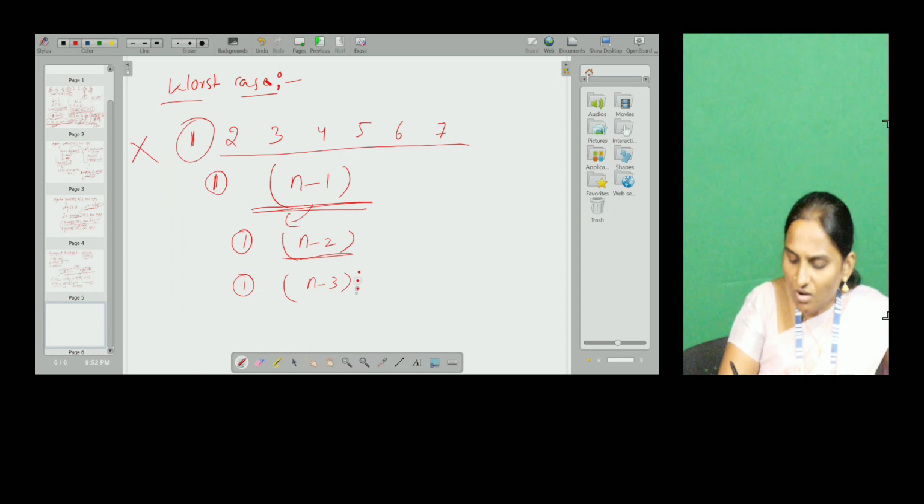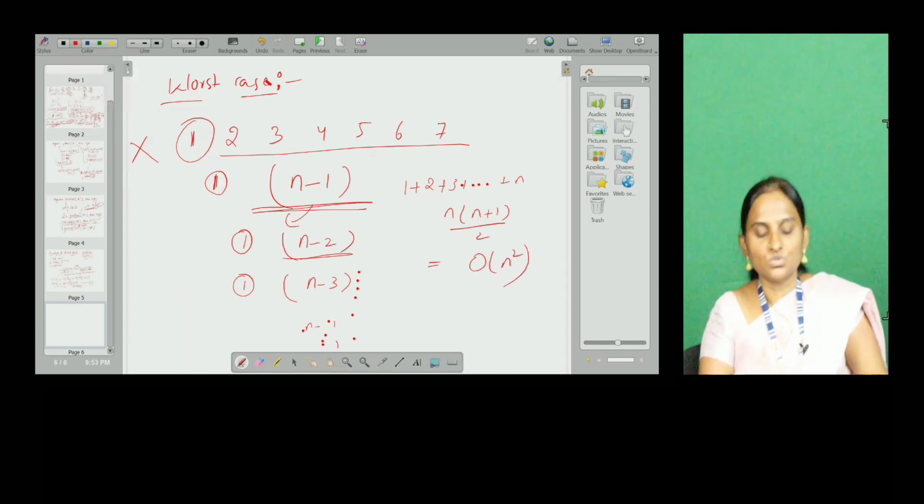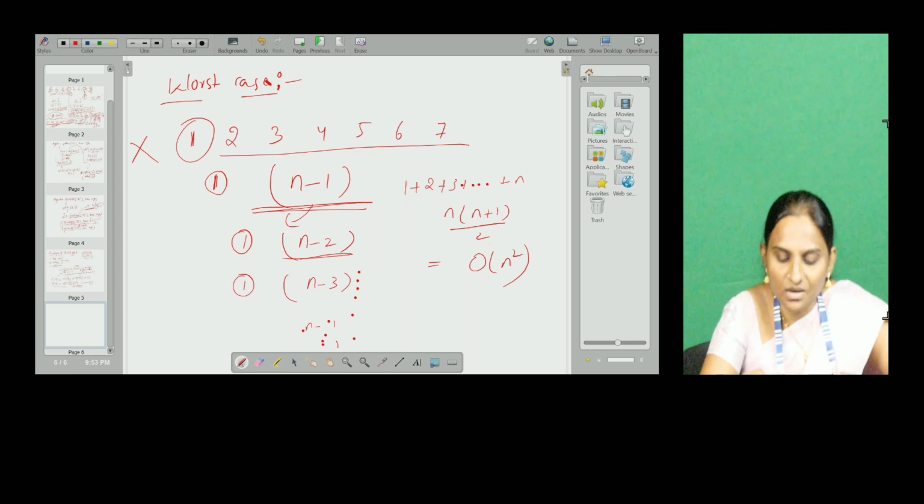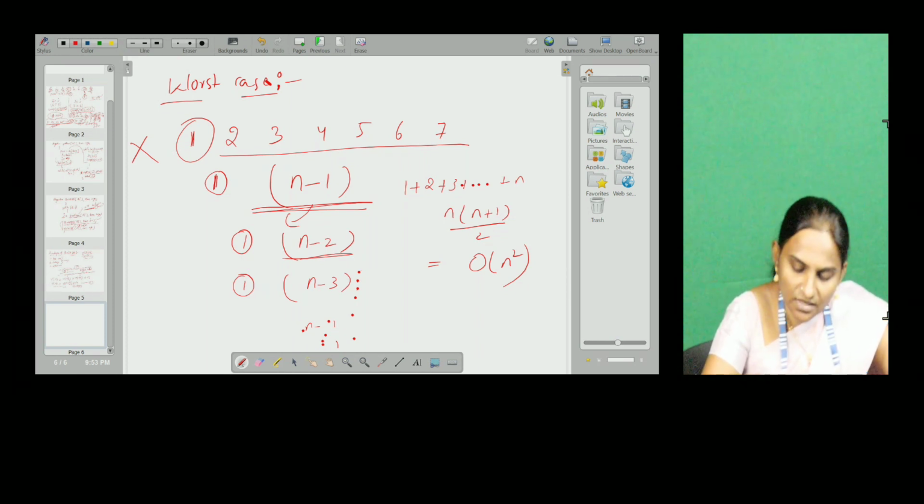Again one element is the pivot element and the remaining n minus 3 elements are at the right side only. So and so on, doing this process, n minus 1, n minus 2, n minus 3, n minus 4 and so on. This is the formula for the sum of natural numbers, 1 plus 2 plus 3 plus and so on plus n. The formula is n into n plus 1 by 2, that is order of n square. So the time complexity is order of n square. When will the worst case occur? If the elements are already in sorted order, then only the worst case will occur.